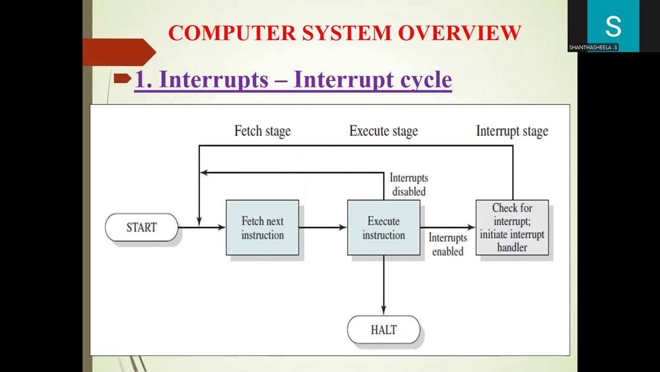During the execution of an instruction, if the interrupt is enabled, a corresponding interrupt handler has to be called, which will be servicing the interrupt. And if the interrupts are disabled, then the normal cycle of fetching the next instruction and executing the instruction will be carried out. That is clearly depicted in this diagram, showing the fetch stage, execute stage, and the interrupt stage.